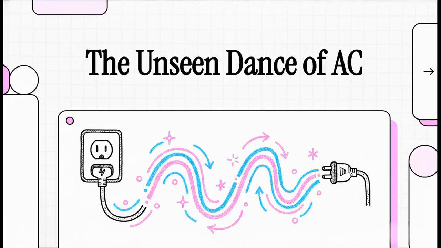The alternating current, or AC, that powers pretty much everything isn't a steady river at all. Nope. It's a high-speed, perfectly choreographed dance. So today, let's pull back the curtain and watch this unseen dance of energy.